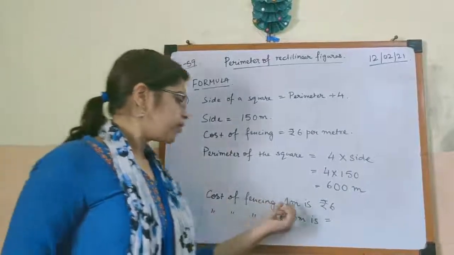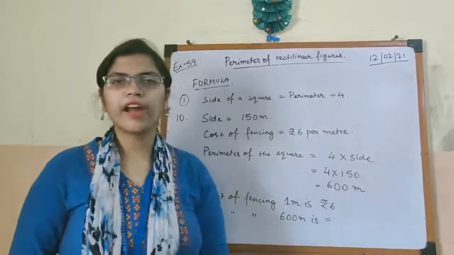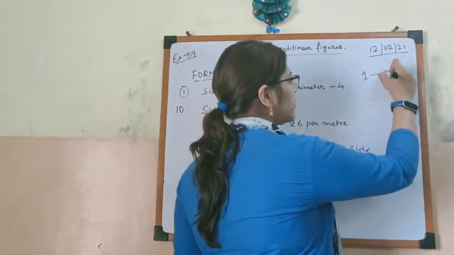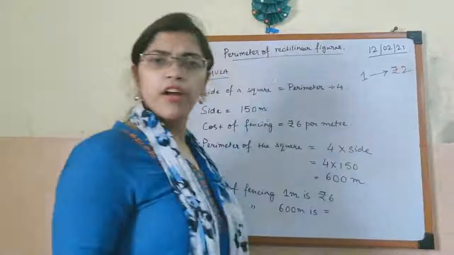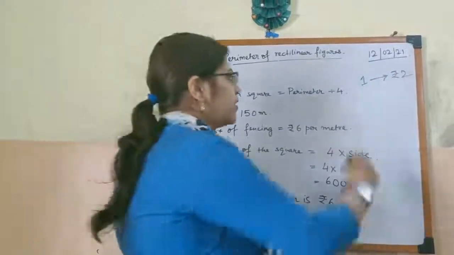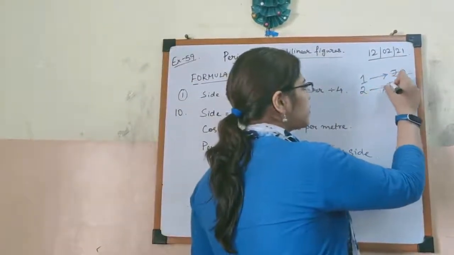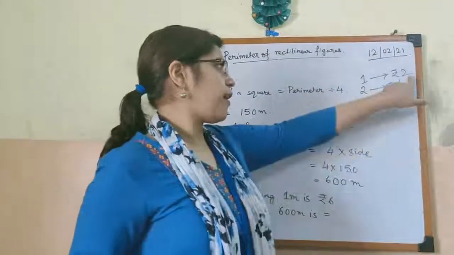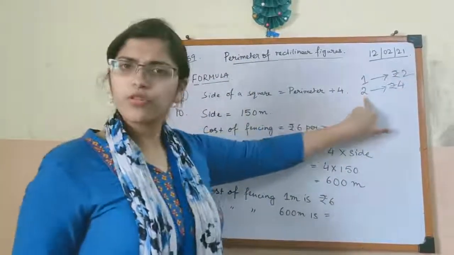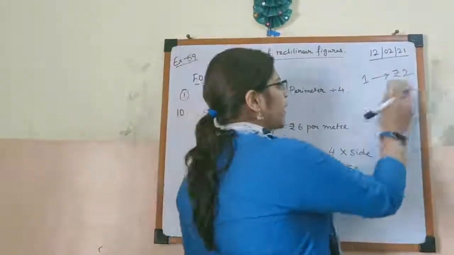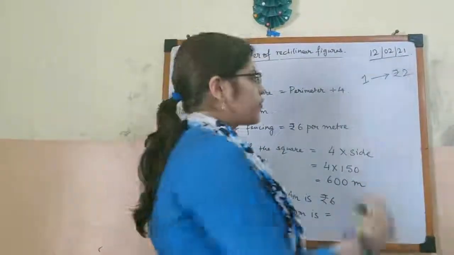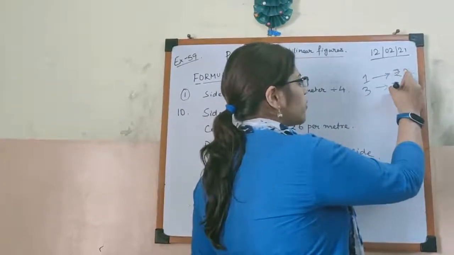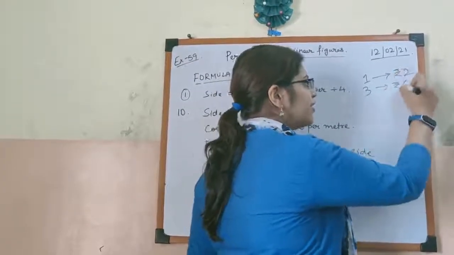Whenever we know the cost of one, we can find out the cost of many. How? If we know that the cost of one pencil is rupees 2, and we are asked the cost of 2 pencils, the cost of 2 pencils will be rupees 4. I am simply multiplying this 2 with this 2. Now if you have to find the cost of 3 pencils, the cost of 1 pencil is 2, so the cost of 3 pencils will be 2 into 3, 6.